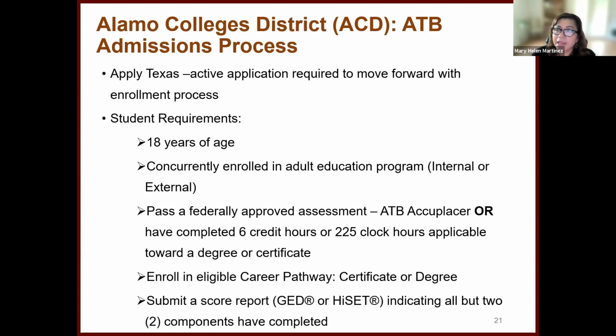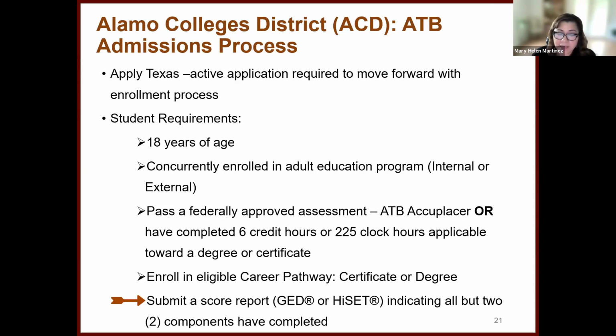And again, at the end of the slide deck, I have that resource for you, the Federal Register that lists all the approved tests. And they have to enroll in a certificate or degree program in an actual career pathway or one of those guided pathways that we have.